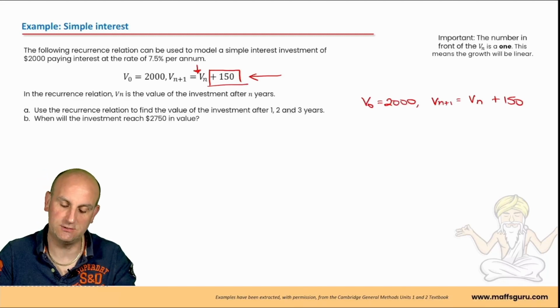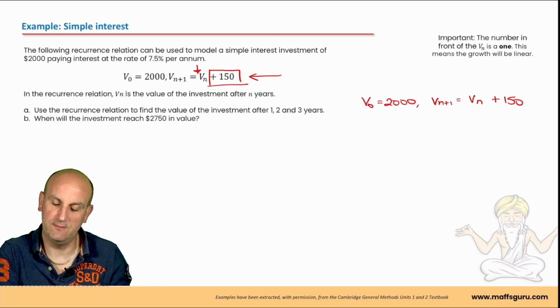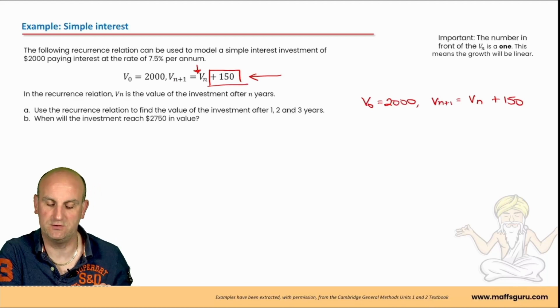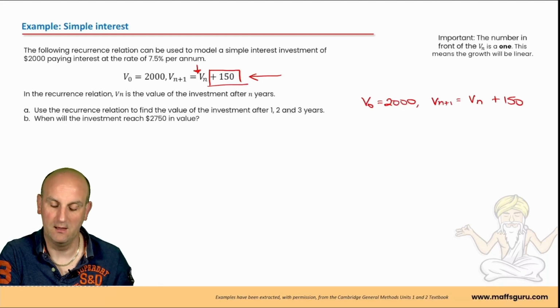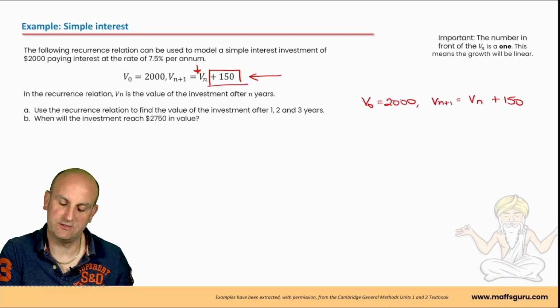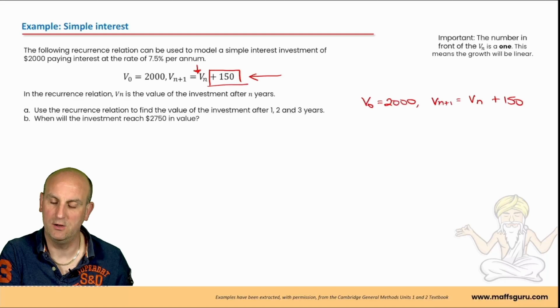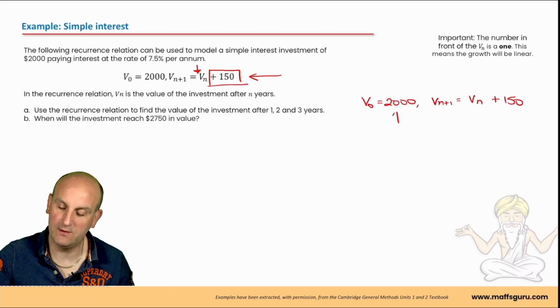Right, let's go to the question. The following recurrence relation can be used to model a simple interest investment of $2,000 paying interest at the rate of 7.5% per annum. Use the recurrence relationship to find the value of the investment after 1, 2, and 3 years. If we think about it, that V0 we can put into my calculator and then we can use ANS plus 150.